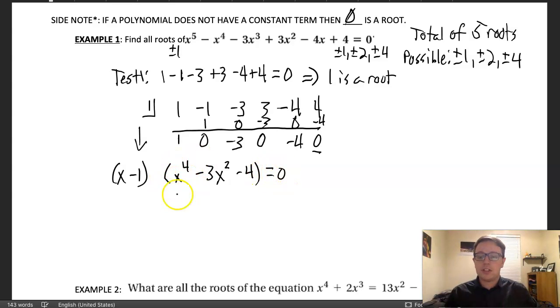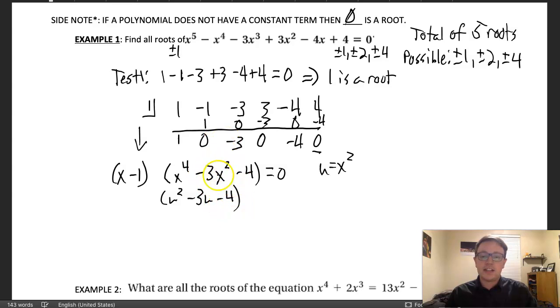So we found one of our roots. Now we just need to deal with x to the 4th minus 3x squared minus 4. This is our example of u substitution, right? We have x to the 4th and we have x squared. So if we say u is equal to x squared, all of a sudden what we have is something that looks like a quadratic. We have u squared minus 3u minus 4.